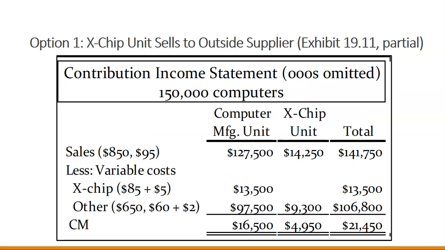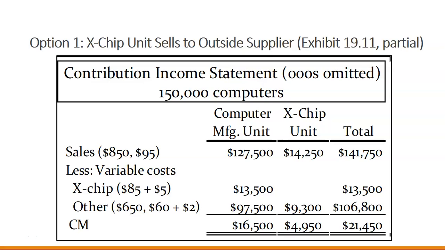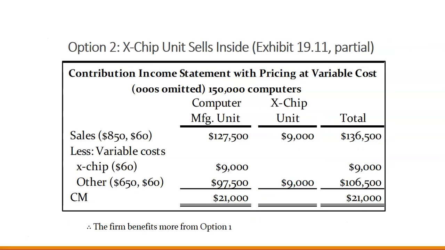So you can see how the computer manufacturing unit as a whole has a higher contribution margin if we do the internal transfer at variable cost. But under option 1, the computer manufacturing unit and the X chip unit together have a total income of $21,450. So if the X chip unit sells to an external supplier instead of doing an internal transfer at the variable cost, the company is better off.